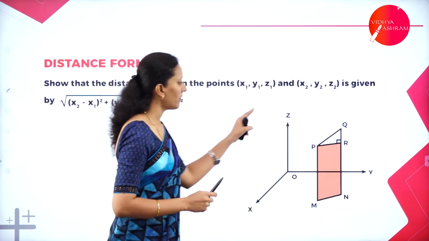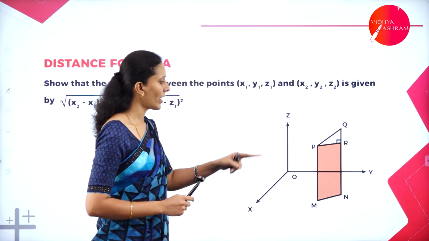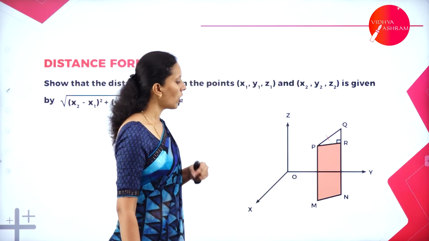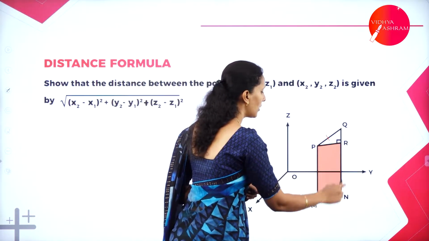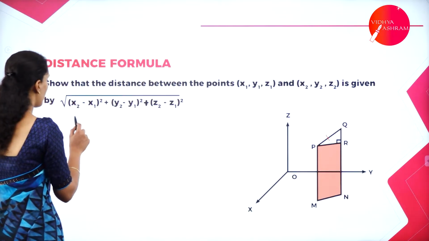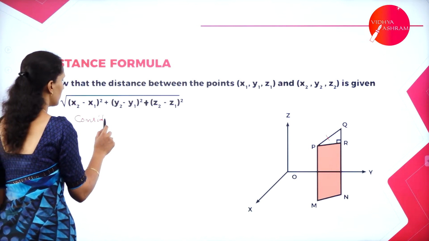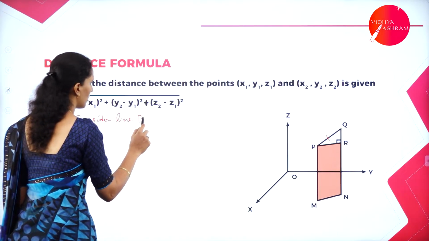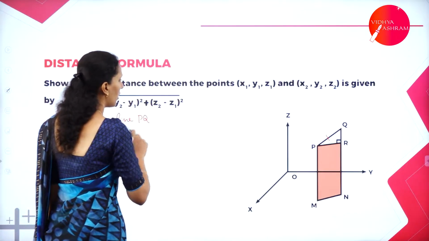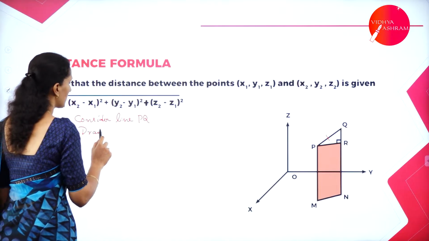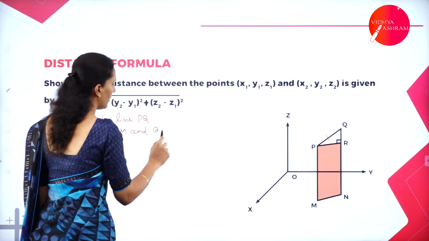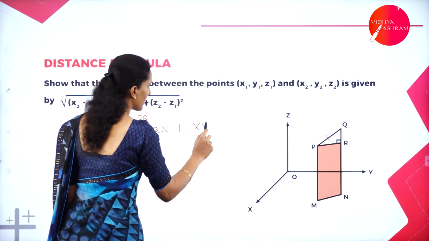Now, here I have taken a 3-dimensional axis, x, y and z. I have taken a line PQ. This is the line I have taken, PQ. Now what you should do is draw PM and QN perpendicular to the XY plane. So just write, consider line PQ. This PQ is not parallel to the Z axis. Now draw PM and QN perpendicular to the XY plane.